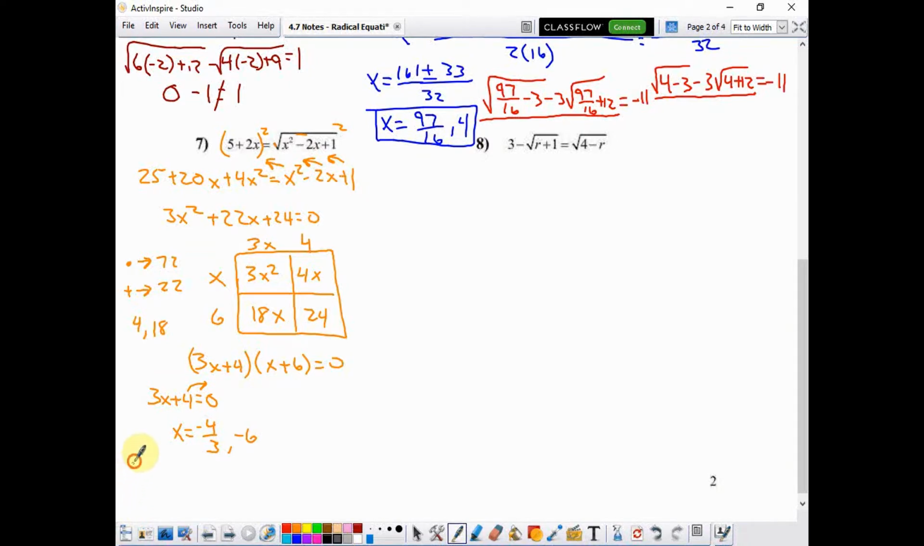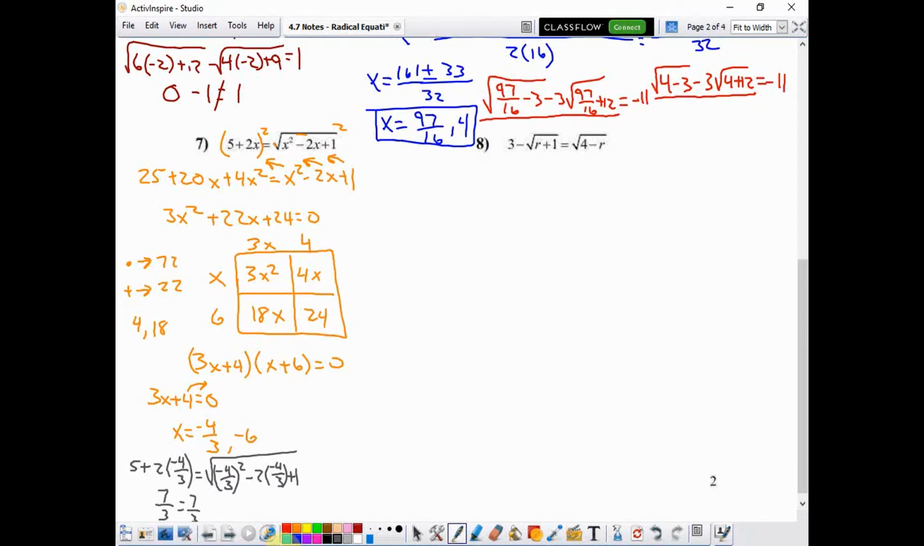So 5 plus 2 times negative 4 thirds should equal the square root of negative 4 thirds squared minus 2 times negative 4 thirds plus 1. Right, now if I just type this into my calculator here, I'm going to get 7 thirds and 7 thirds. So negative 4 thirds checks out.